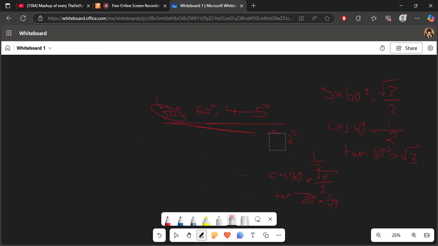Now let's go to 45 degrees. For 45 degrees, you can draw a simple isosceles triangle, like this. Length 1, 1. And this will be the square root of 2 from Pythagoras theorem, since 1 squared plus 1 squared equals root 2 squared.